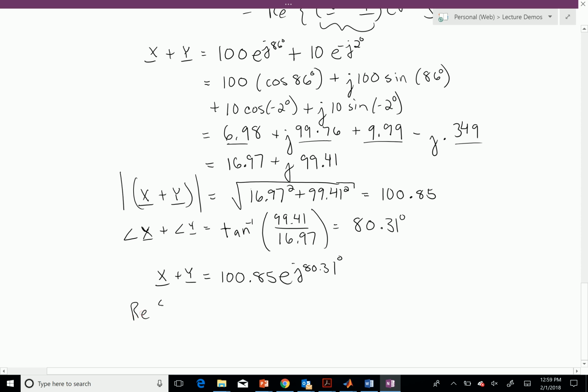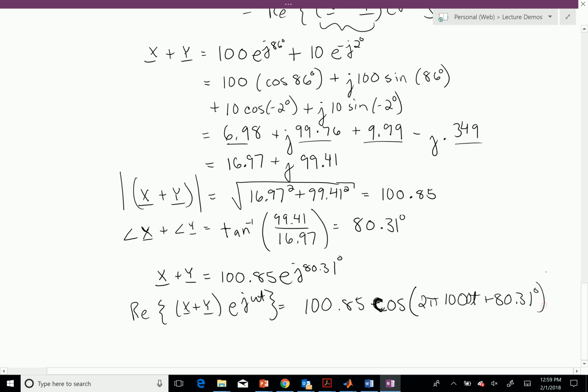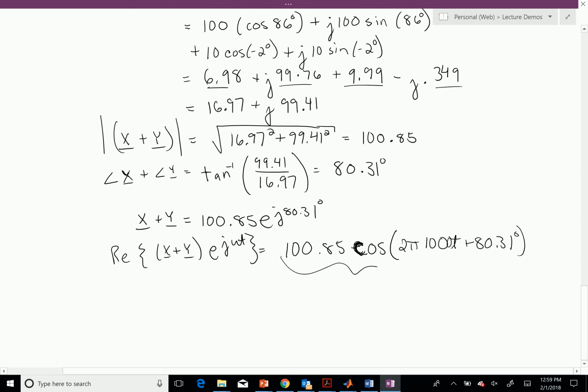So the answer is the real part of x phasor plus y phasor times e to the j omega t, which would be 100.85 cosine of 2 pi 1000t, right, plus 80.31 degrees. Okay, that would be our final answer.